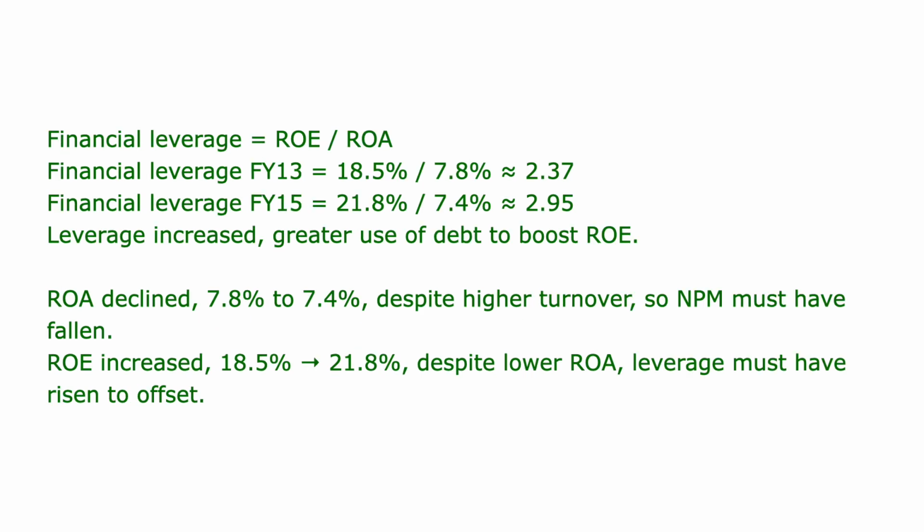Financial leverage is calculated by dividing ROE by ROA. Financial leverage increased from approximately 2.37 in FY13 to 2.95 in FY15, indicating greater use of debt to boost ROE. ROA declined from 7.8% to 7.4%, while ROE increased from 18.5% to 21.8%, suggesting that the increase in ROE was driven by higher leverage rather than improved profitability.